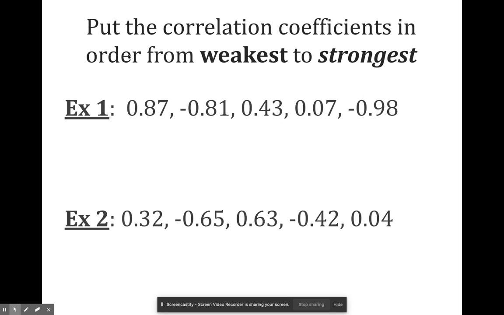Here, pause the video and I want you to take each one of these data sets and put them in order according to their correlation coefficients from the weakest to the strongest. Remember that when we do this, we ignore the negative signs because the negative just tells me direction. So you're only looking at the number part. So put them in order from weakest to strongest.